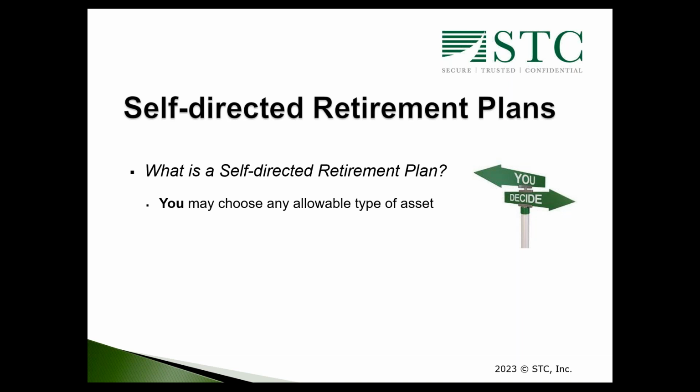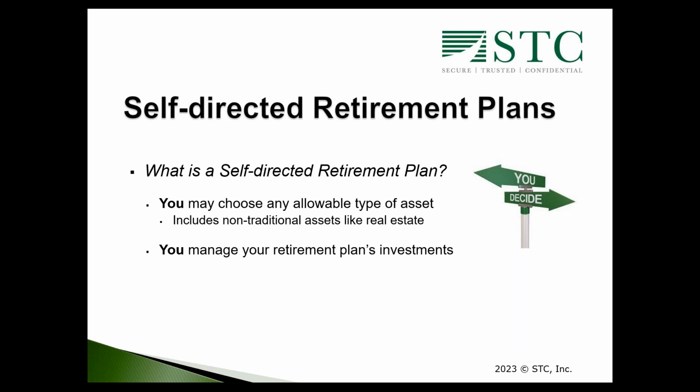What do we mean when we use that terminology, self-directed retirement plan? What we mean by that definition is that you are working with an entity, a company, that permits you to choose any type of asset that is allowed by the law. So that would include what some consider non-traditional assets, like real estate. Self-direction also means that you manage your plan's retirement investments. You're going to make the decisions that are related to those investments. So basically, you have direct control over the investments in your retirement account when it's a self-directed investment.